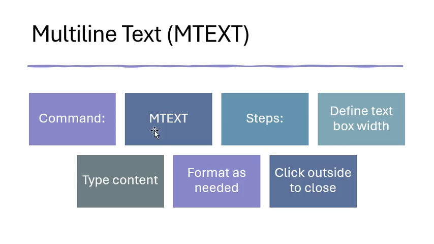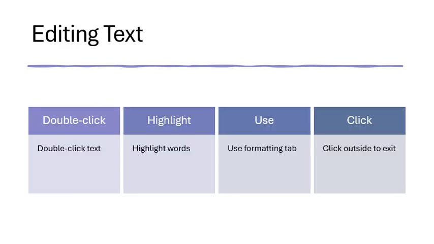Multi-line text is your MTEXT command. You're going to define the text box width, and then you're going to type the content. You're going to format as needed by using the text control, and then you're going to click outside to close it. Okay, I write it down here. Click outside to close it because some people don't know where to click. Click on the canvas, please. And then of course for editing text, you'll double click on the text, highlight the words, use the formatting tab, and then please click outside to exit or close it.